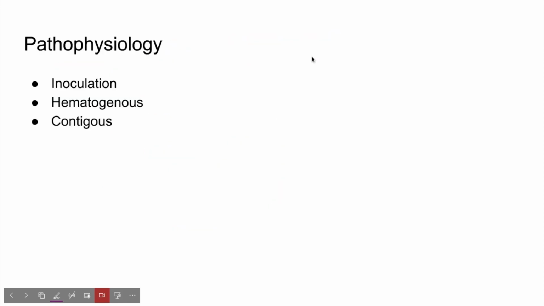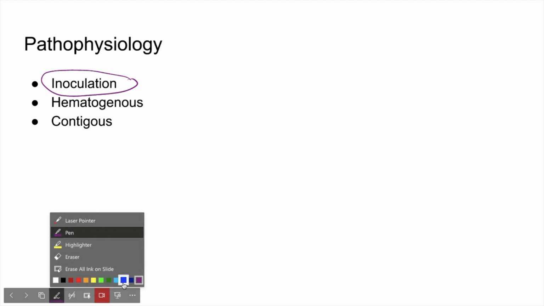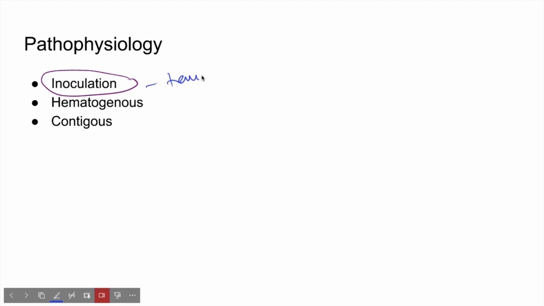Okay. The spread. How do these spread? They can spread by inoculation, which is very common in trauma. Post trauma, there is direct inoculation of the bacteria, which causes osteomyelitis.